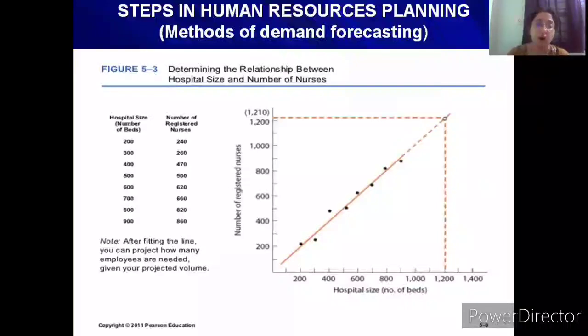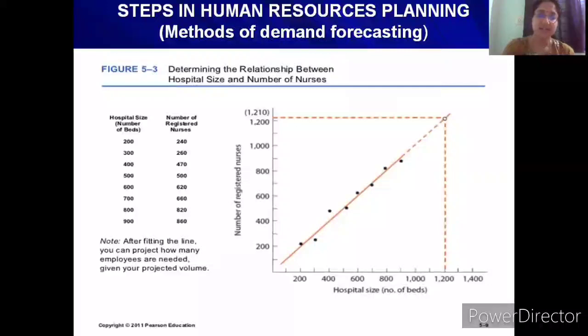For a hospital which has 200 beds, the number of registered nurses is 240. Another hospital which has 300 beds is having 260 registered nurses. A third hospital with 400 beds is having 470 registered nurses. And so on, it goes on for the different hospitals which have provided data. Based on this data, a graph will be plotted. So in the x-axis, that is the horizontal axis, you have the hospital size, which is the number of beds. In the vertical axis, which is the y-axis, you have the number of registered nurses who have to be appointed.